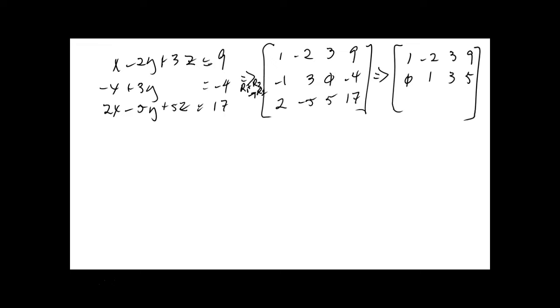Get a 0 where the 2 is. How do we make that happen? Negative 2 times row 1 plus row 3 is the new row 3.